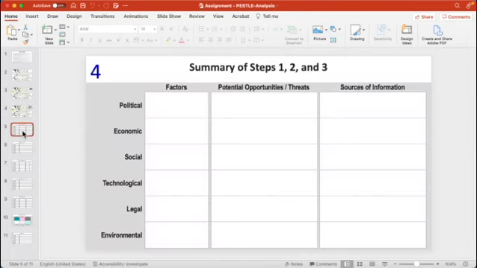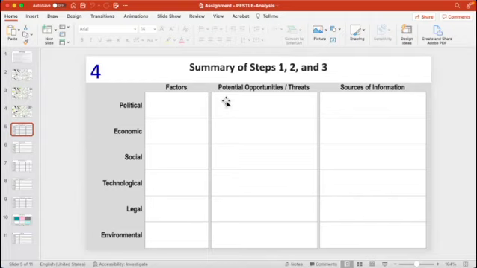You're going to talk about the summary of steps 1, 2, and 3. So here, if you are looking into a business, of course choosing a business, you are going to talk about the political factors involved in starting, for example, your business. It may be expansion of your business, but here, starting a business. Then you are going to write down the political opportunities and threats.